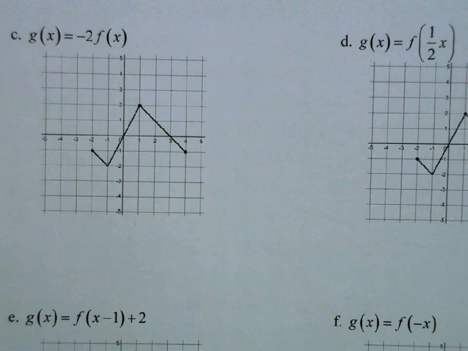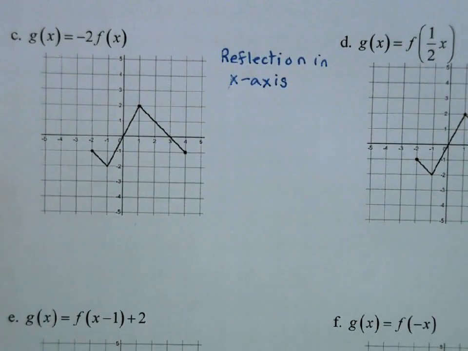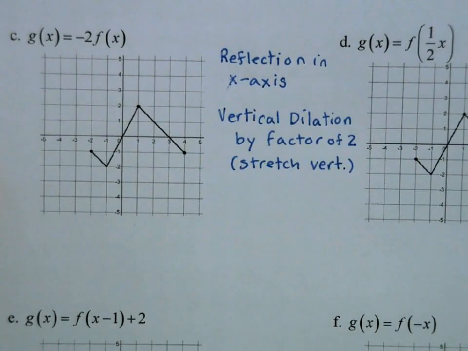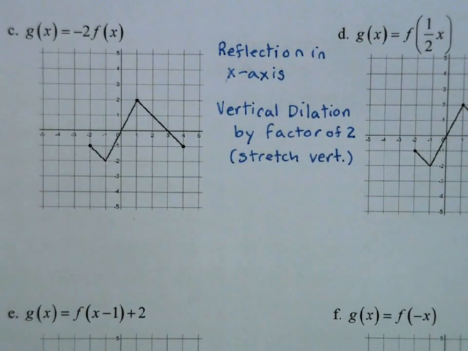In this one, we have 2 different transformations. We're going to treat the negative and the 2 separately. For the negative, that's going to be specifically a reflection in the x-axis. Then we have the 2, which is going to be a vertical dilation by a factor of 2, which is going to stretch the graph vertically. So we've got 2 different things. I'm going to do the negative first and then stretch it, or you could stretch it and then do the negative.